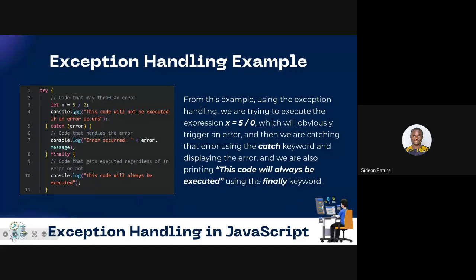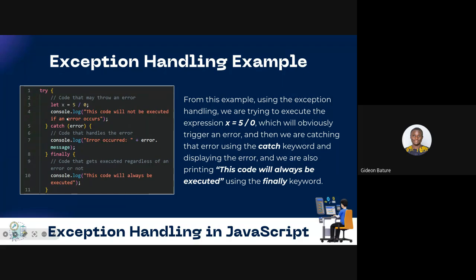Now, of course, 5 cannot divide 0. It will not give you a valid number. What it's going to give you is infinity, and infinity is not a valid number. So in that case, that's where your catch comes in. What your catch does is catch any error and then print out the error for you. Catch takes in error automatically.